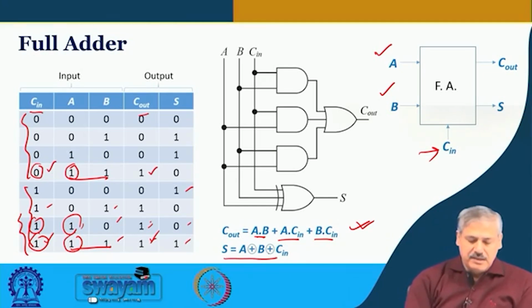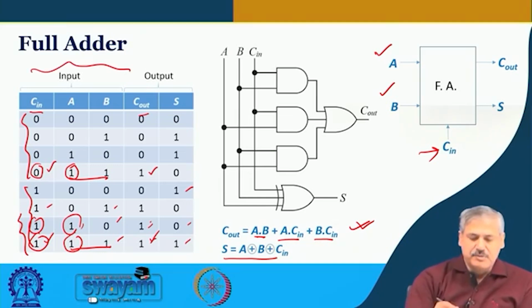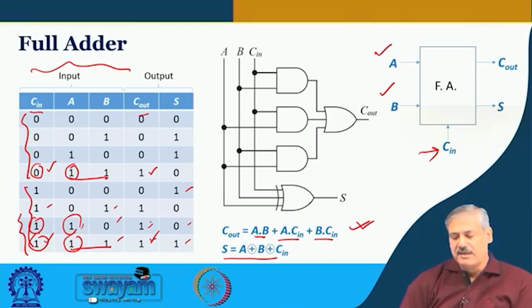You can again see in this particular truth table, when 1 or 3 ones are present in the input combination, the sum output bit is 1. That is nothing but a 3 input XOR operation. So, that is A XOR B and then XORed with C in, that is what gives you the sum output. Then the circuit is simple.